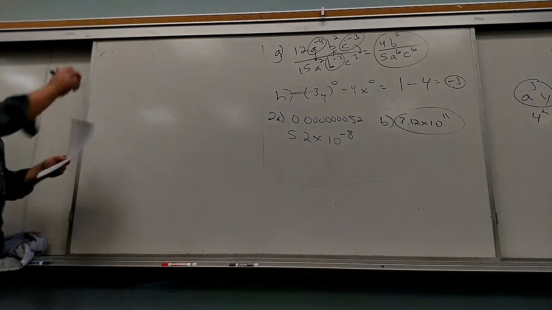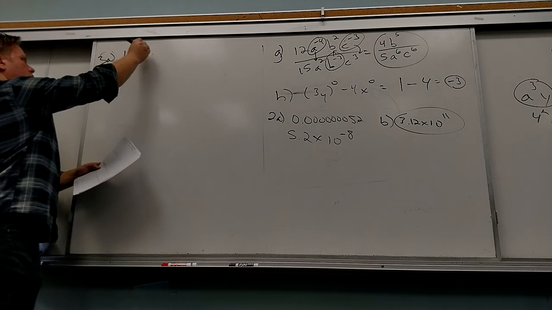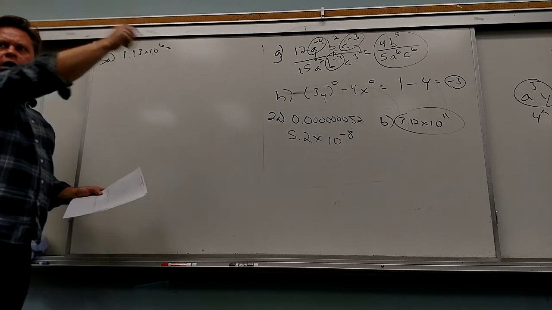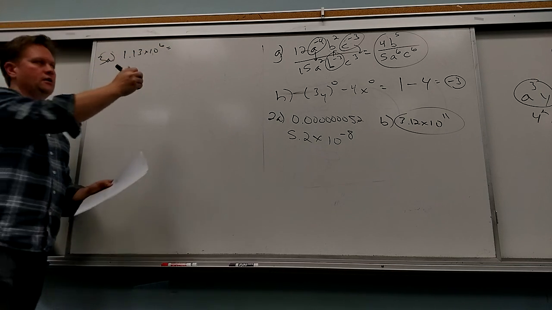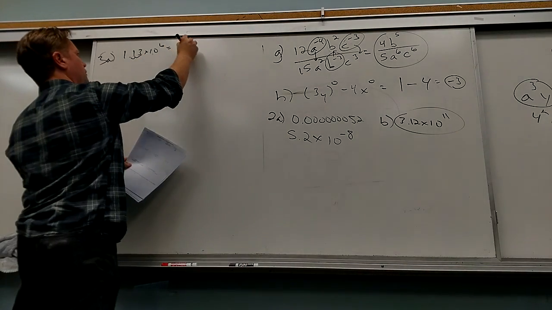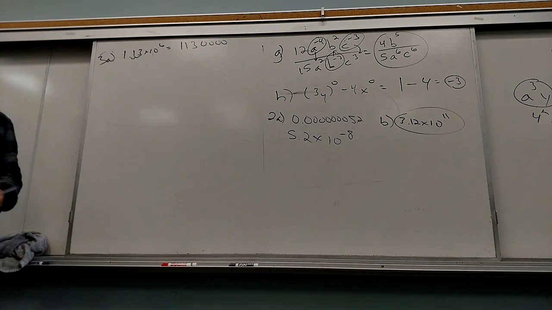And then 3 is the other way around. This is 1.13 times 10 to the 6. So I've got to move it 6 places that way. Make it big. Twice to get around the numbers. So then how many zeros after that? 4. Because I've got to move 6 places total.